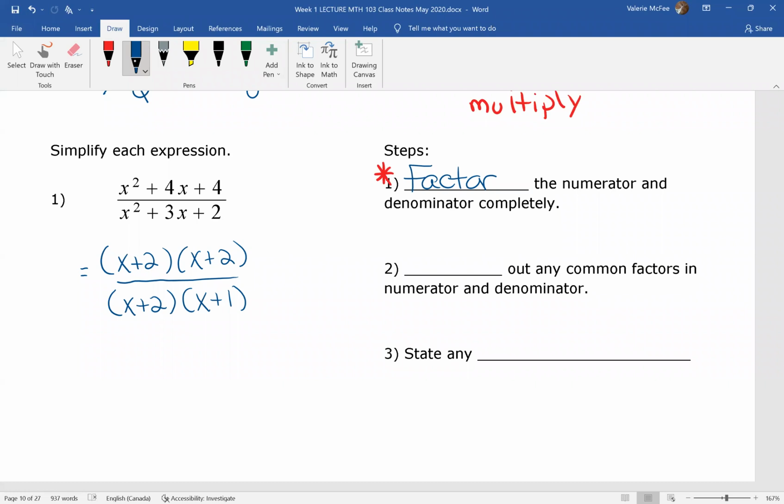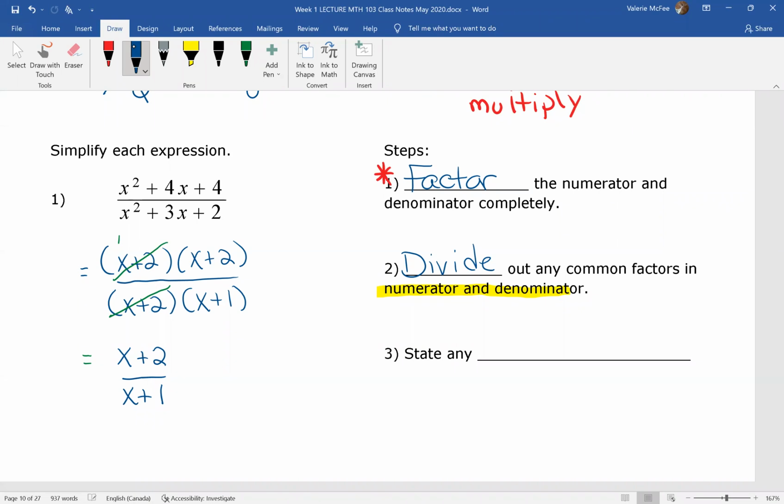Now I hope you could see we have common factors. And the second step is to divide out any common factors. But remember that the division is dividing from the numerator and the denominator. So we see that we have x plus 2 divided by x plus 2, which equals 1. So we're left with x plus 2 all over x plus 1.